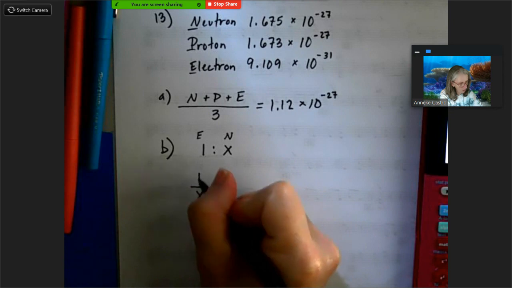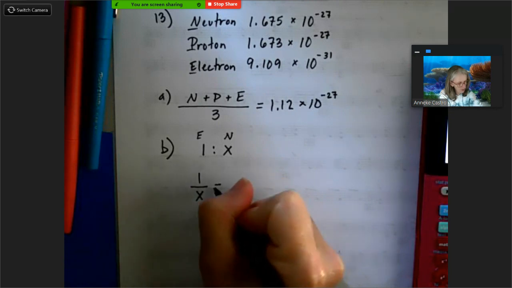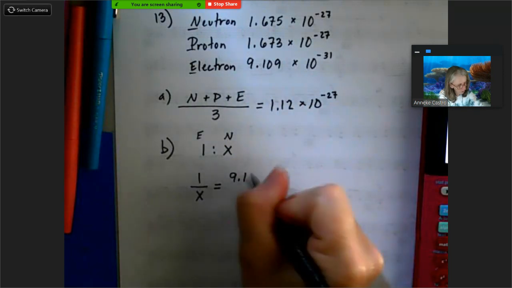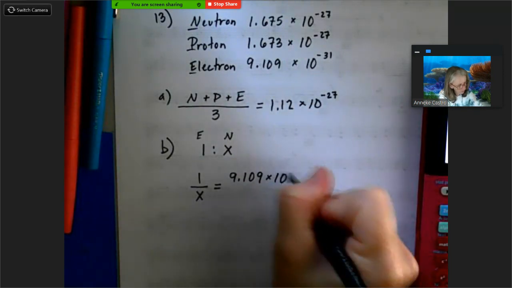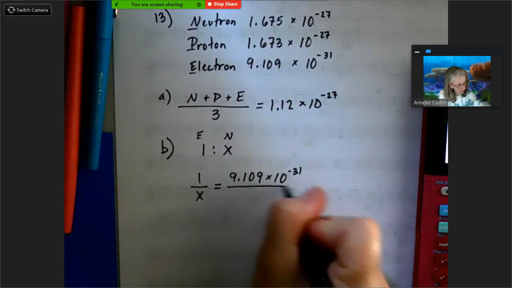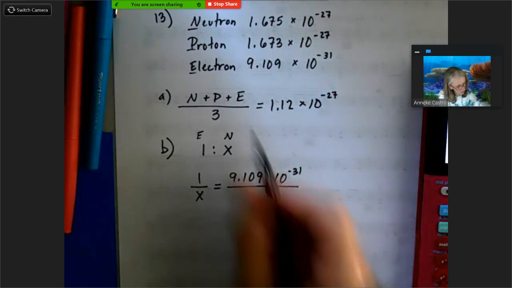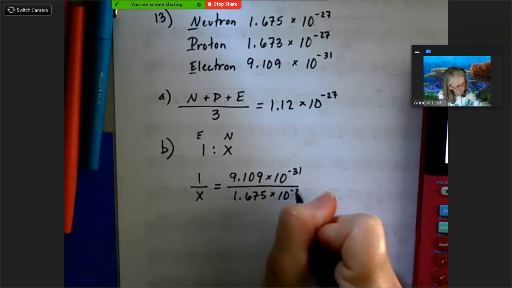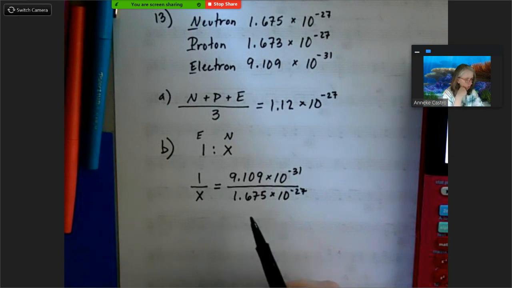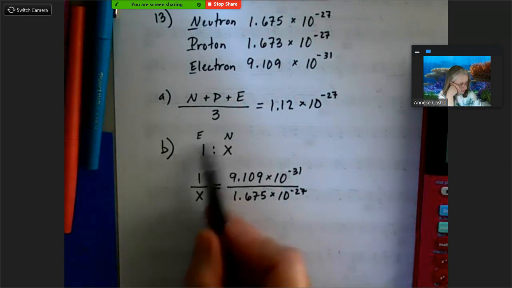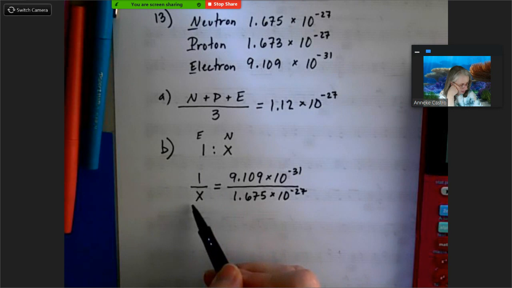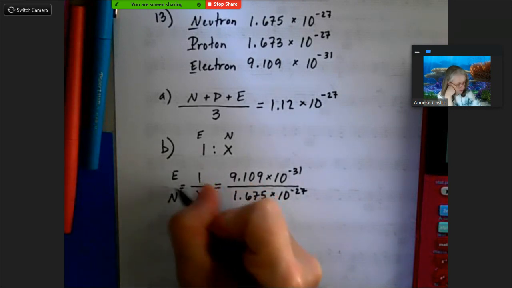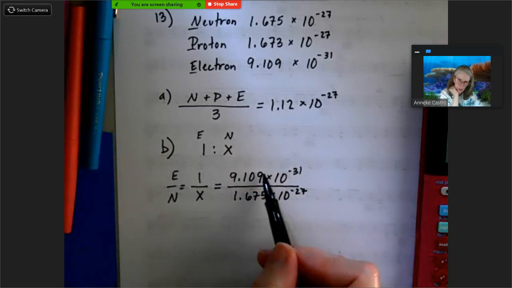So that's 1 electron over however many neutrons is going to be the same as the mass of an electron, 9.109 times 10 to the negative 31, all divided by the mass of a neutron, which is 1.675 times 10 to the negative 27th. Okay, so when you see a ratio written like that, you can change it to 1 over that. Here's electron over neutron, electron over neutron.